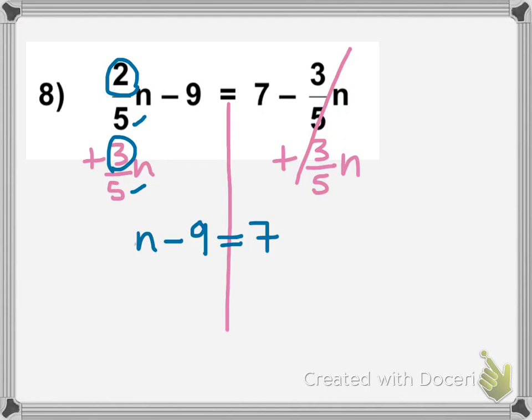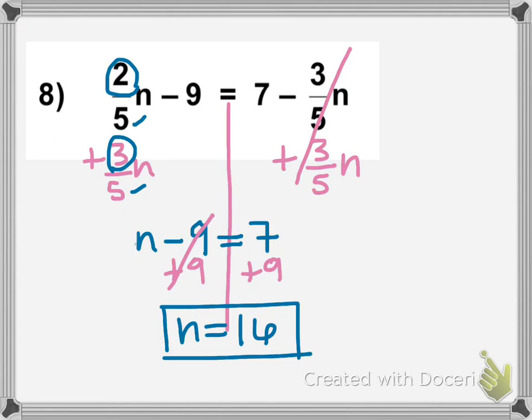So my variables are on the left. We're going to move our constants to the right. The constant that we need to move to the right is that minus 9. We're going to move it by adding 9 to both sides. When I add 9 to a negative 9, I get 0. So I've got just n on the left, which is what I want, and 7 plus 9 is 16. So your solution here is 16.